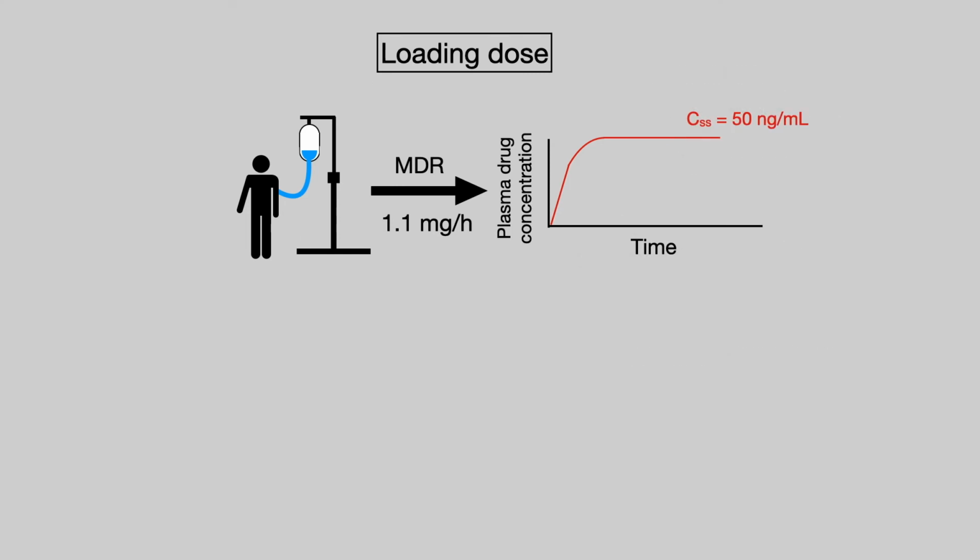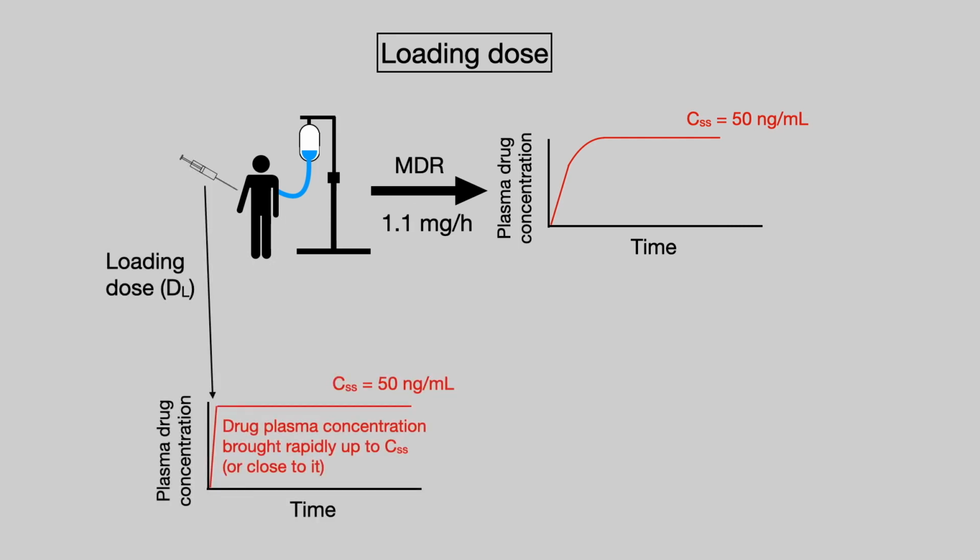Let's look at what a loading dose is. We know that if we have an MDR of 1.1 milligrams per hour, we will reach a steady state concentration of 50 nanograms per milliliter. Well, we can add to this dosing regimen a loading dose. The loading dose is essentially a single injection of the drug. That injection will raise the drug concentration in plasma up very rapidly. If it's a single injection, it might do that in just a few minutes. Once the drug concentration has rapidly come up to around its steady state concentration, 50 nanograms per mil in this case, you then administer the drug by continuous infusion at the MDR to maintain the steady state concentration.